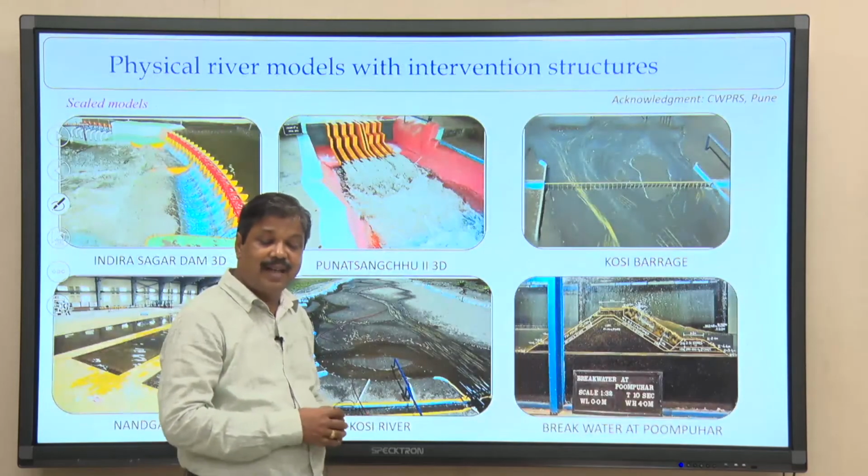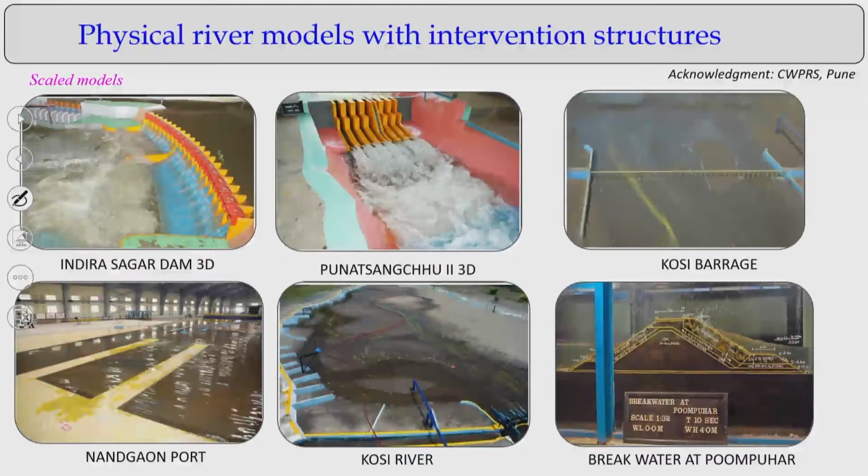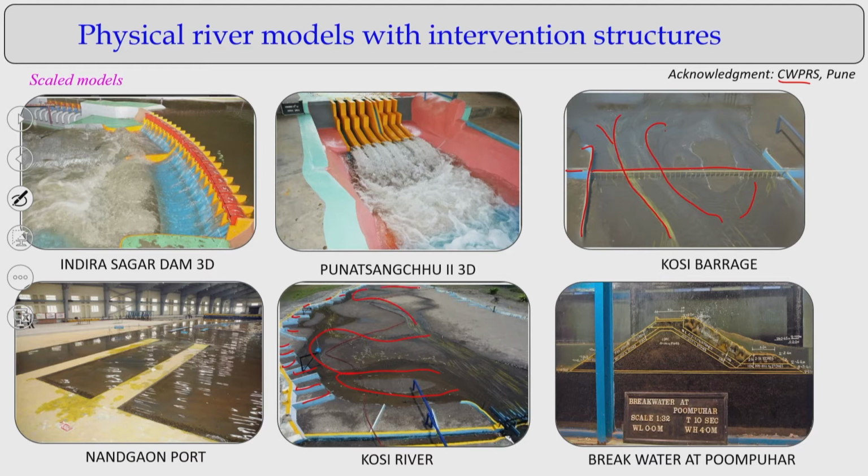Now, if you look at the 3 dimensional models at CWPRS Pune, the Central Water and Power Research Station in Pune, this is the Kosi barrage, you can see the Kosi barrage and abutment, all are there. So, it tries to show how the flow is varying at the physical model level. The same way, on the Kosi river a lot of studies have been done for the Kosi barrage, like putting in different types of river training works, to see the effectiveness of river training works in protecting the river banks, and this is the river flowing. So, we conduct a series of physical models for the Kosi barrage as well as the Kosi river.